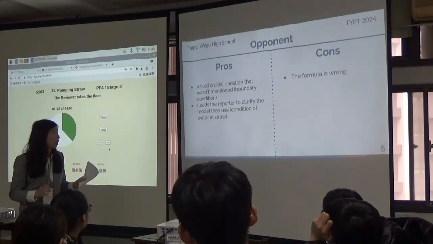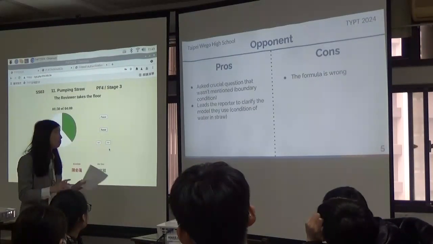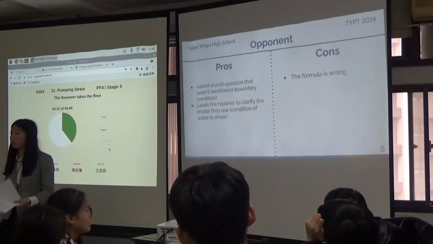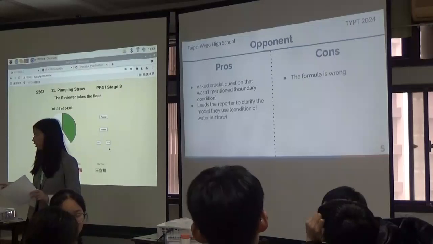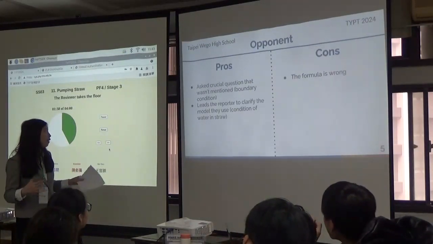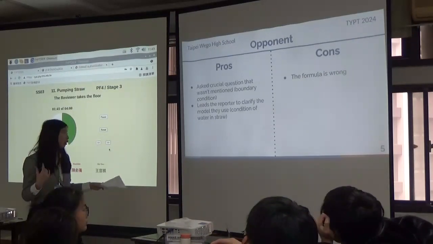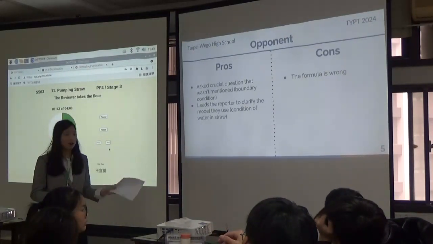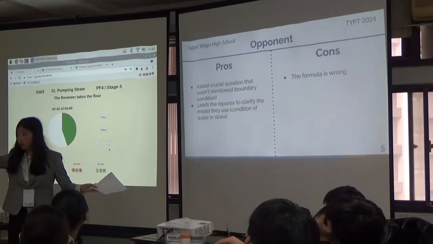These are the pros of the opponents. They asked crucial questions that weren't mentioned. For example, the boundary condition, which we think is really important, and I will discuss it later. And they based the report on clarifying the model they used, which is the condition of the water in the straw. However, the formula there, we think is wrong.